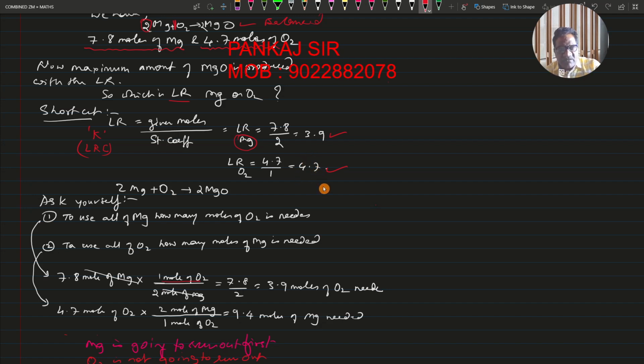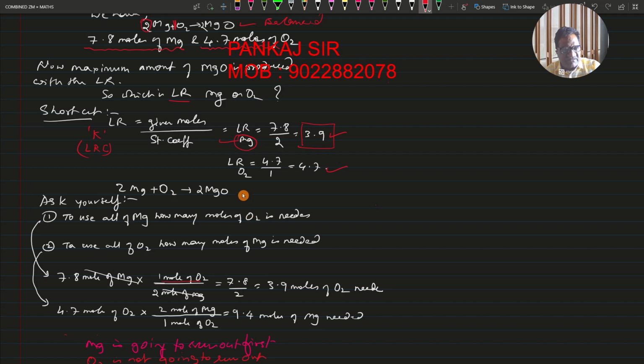Now the rule says that whichever value is smaller, that will be the limiting reactant. And it is very clear that 3.9 is smaller than 4.7. So the limiting reactant has to be the corresponding reactant, that is magnesium. So you come to the conclusion that yes, magnesium is the limiting reactant.